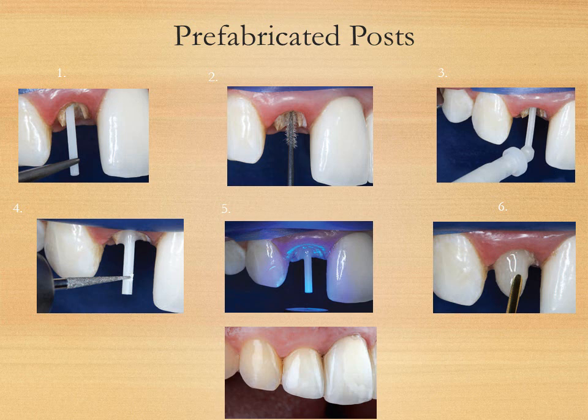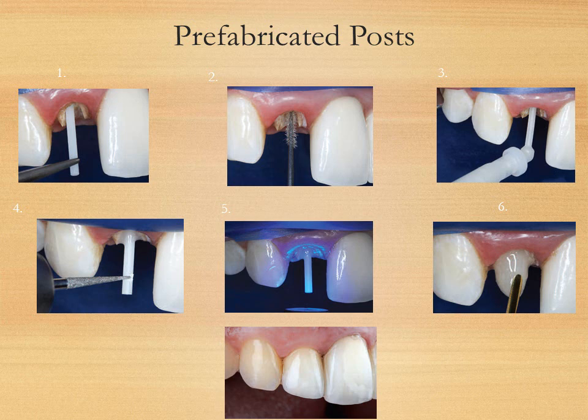Now coming to the prefabricated posts, before you lute it, you can use your resin cements, you can use resin modified GIC, you can even use normal GIC also. But we prefer to use the resin cements because it actually bonds to the post, and it forms one full unit, and this post and cement actually bonds to the tooth surface as well. So the entire tooth, post and core becomes one single unit, so the chances of retention are significantly higher.